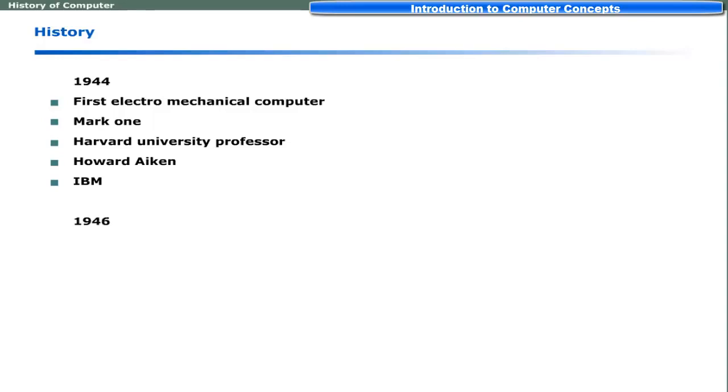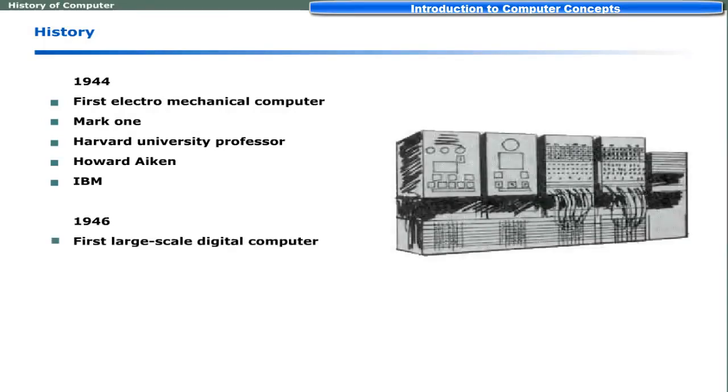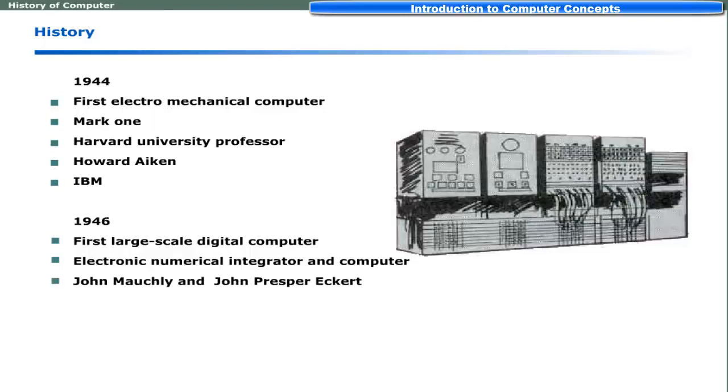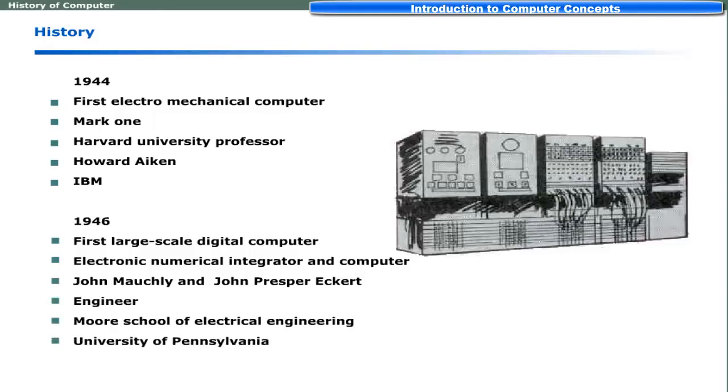In 1946, the first large-scale digital computer, the Electronic Numerical Integrator and Computer, was developed. This was developed by John Mauchly and John Presper Eckert, an engineer at Moore School of Electrical Engineering in the University of Pennsylvania. ENIAC was used to prepare firing and bombing tables for the U.S. Army and Navy. It was also used in secret research that was aimed at building powerful and destructive bombs.